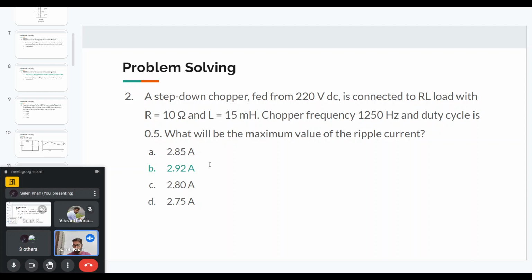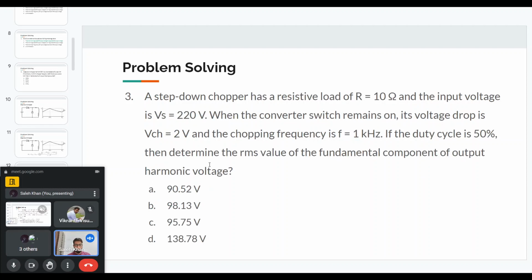So I hope that is clear. I'll move on to the next question. Here we again have a step down chopper, but with only a resistive load. For a step down chopper with a resistive load, the output voltage will be like a square wave. Even in the case of RL load the output voltage is a square wave, but here the output current will also be a square wave, because we don't have any inductor which can make the current continuous.